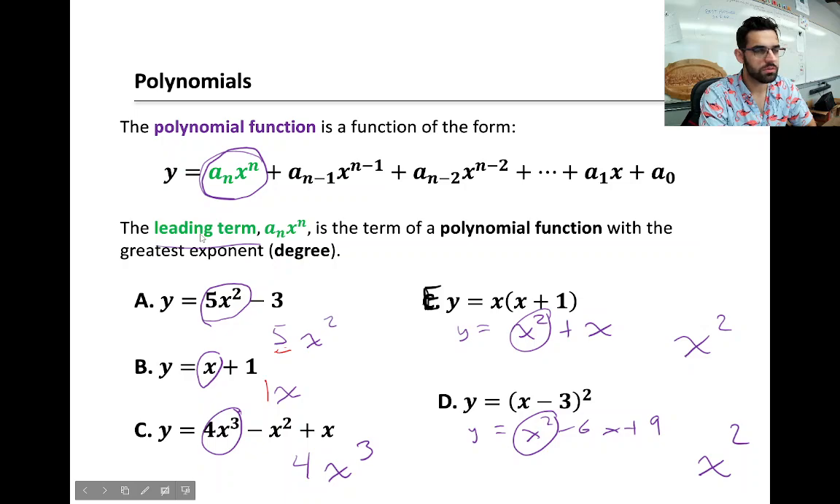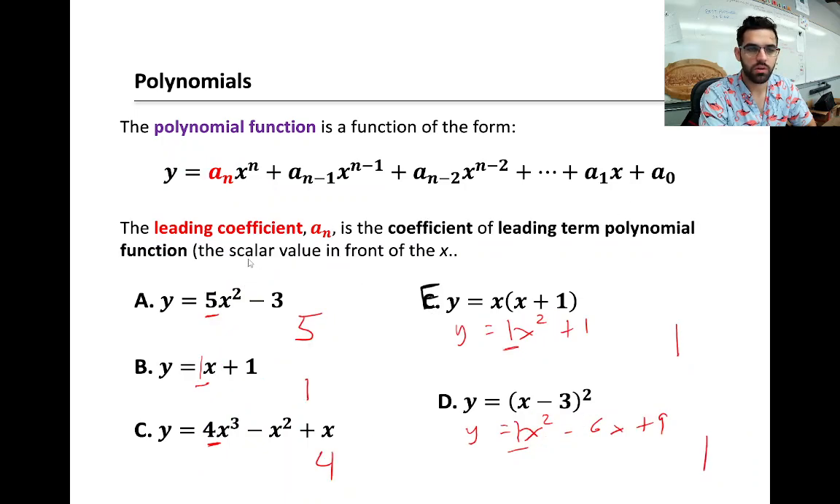Now leading term is one word. Leading coefficient is a similar but different word. Leading coefficient means just the coefficient on a leading term, or just that number attached to the x on the leading term.